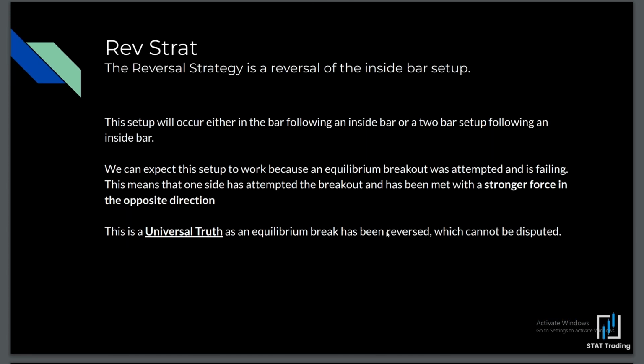The Rev Strat. The reversal strategy, or the Rev Strat, is a reversal of the inside bar setup. This setup will occur either in the bar following an inside bar or a 2-bar setup following an inside bar. So you'll either get 1 bar to trade off of, or you'll get 2. And we can expect this setup to work because an equilibrium breakout was attempted and is failing. This means that one side has attempted the breakout and has been met with a stronger force in the opposite direction. This is a universal truth, as an equilibrium break has been reversed, which cannot be disputed.